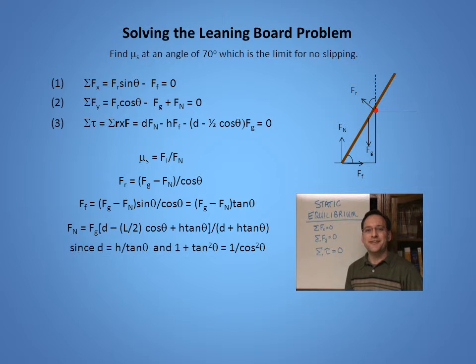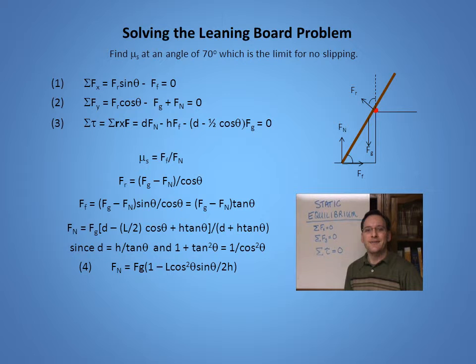Now, since d is equal to h over tan theta, and we've got the trig identity, 1 plus tan squared theta is equal to 1 over cosine squared theta, we can simplify this expression to the normal force is equal to Fg times the quantity 1 minus L cosine squared theta sine theta divided by 2h, which we will then call equation number 4.